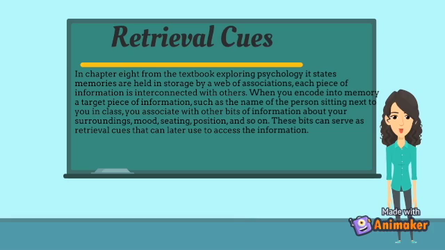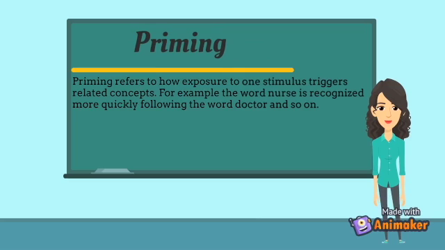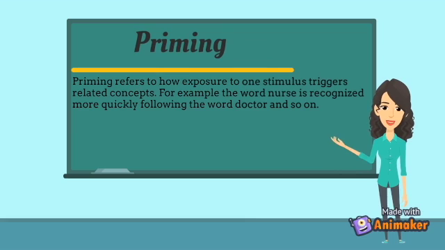When you encode into memory a target piece of information, such as the name of the person sitting next to you in class, you associate it with other bits of information about your surroundings, mood, seating, and so on. These bits can serve as retrieval cues that you can later use to access the information. Priming refers to how exposure to one stimulus triggers related concepts. For example, the word nurse is recognized more quickly following the word doctor, and so on.